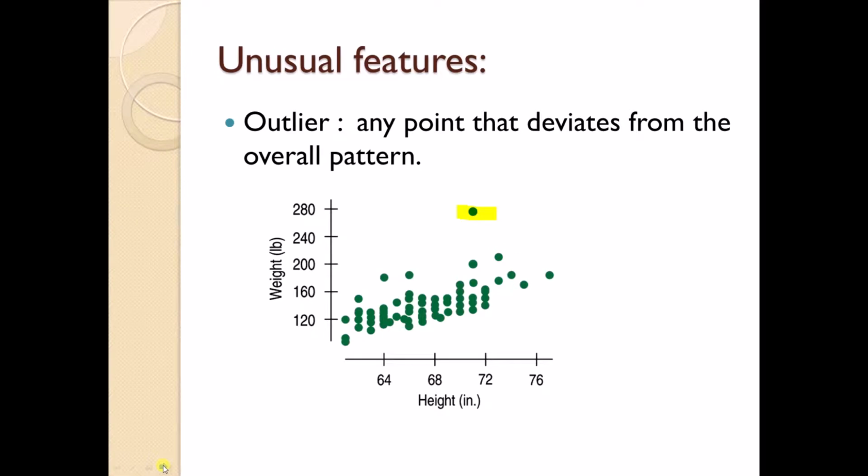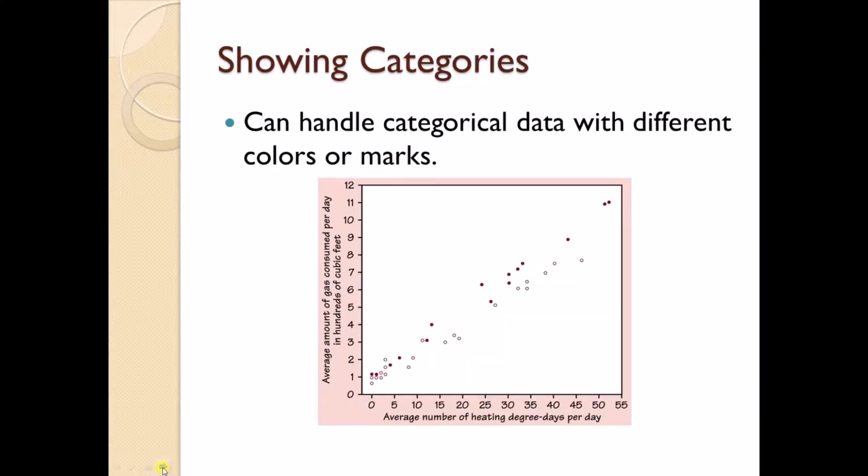Okay, an outlier is any point that deviates from the overall pattern. Here's an example of one. And typically outliers are going to deviate in a vertical kind of way. All right, we'll get to the influentials later. Those tend to deviate in a horizontal way, although you can kind of get both, but we'll save that for another time.